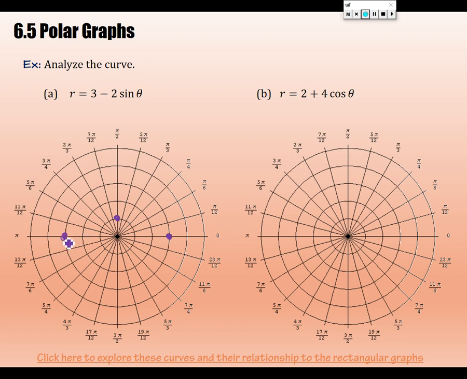3 again? In both the 0 and in the pi direction, this part goes away, right? And then finally, what about the 3 pi over 2 direction? Negative 1? Yeah, it'll be 3 plus 2, right?